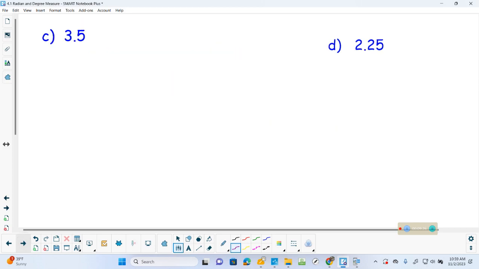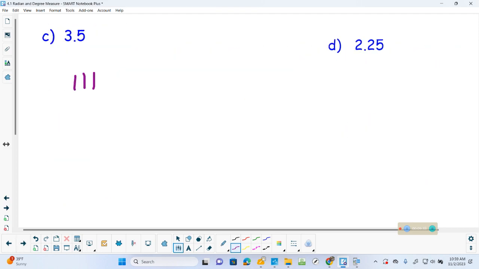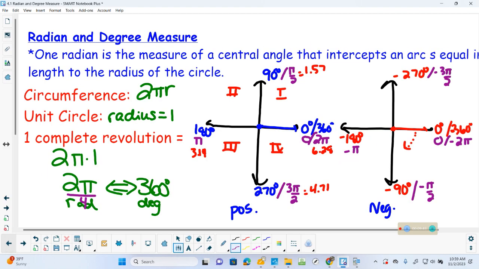All right. Now we've got 3.5. So decimal. That's still radians. That's why I put all those decimals on. 3.5, well, it's a little past 3.14, right? So we're going to end up in quadrant 3. And then 2.25. 2.25, it's going to be between 1.57 and 3.14, so 2.